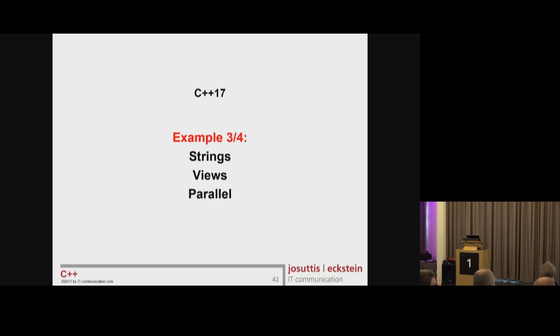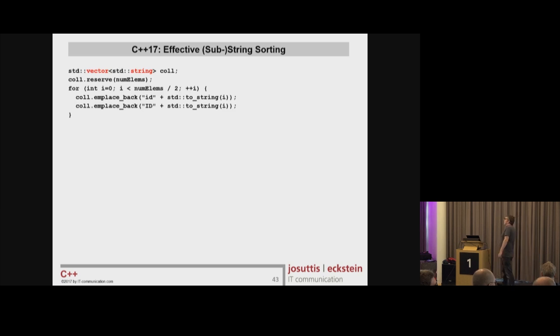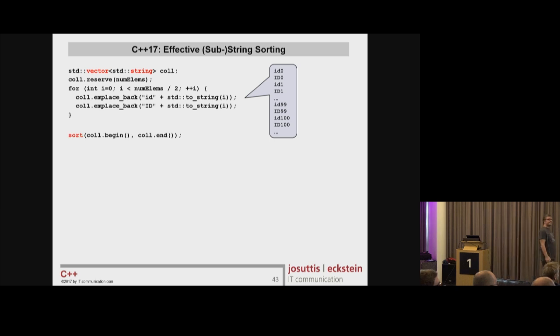Okay. Time is good. Third example. Let's use a vector of strings, and let's initialize a vector of strings with some IDs, with some strings where we have a prefix, either being a lowercase ID or a capital case ID, and then a value, an integral value converted to a string. So we get a sequence of values like you see here on the right in the bubble. Let's sort them.